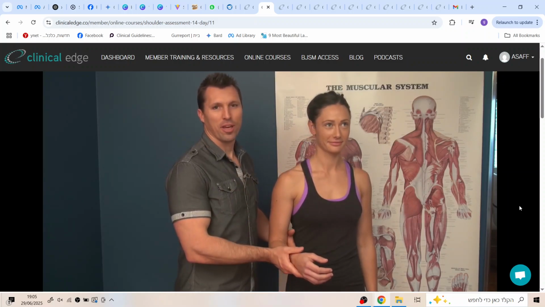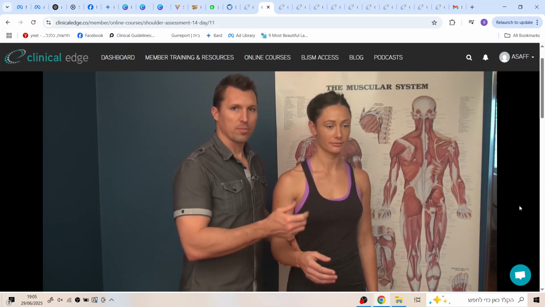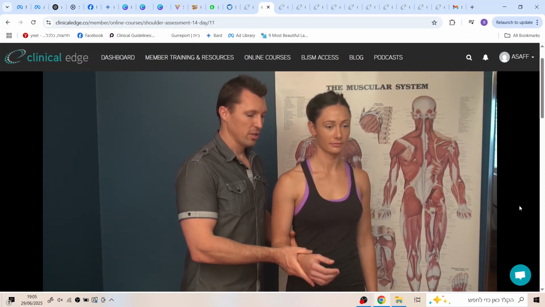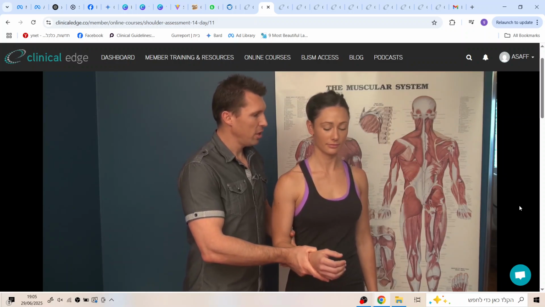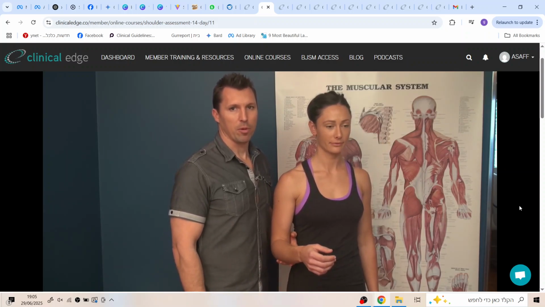Our third test is called the external rotation or infraspinatus test. What we're going to do is the patient's going to do resisted external rotation. So we're going to push in. I want you to stop me from pushing in. Beautiful. And we're looking for any pain with that as they're resisting that movement.